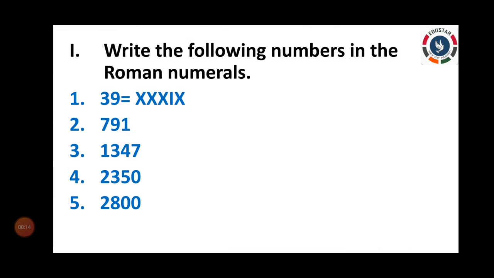Then write Roman letter 1. Write down the heading in black color and write the question in blue color and give the answer in black color. So Roman letter 1, write the following numbers in Roman numerals. 139. Already one example is given for you. Remaining, you have to write yourself. XXXIX. 2. 791. 3. 1347. 4. 2350. 5. 2800. So take a snap and just copy the question, then you give the answer.